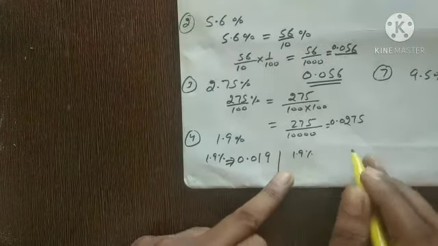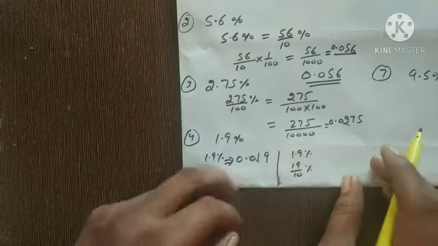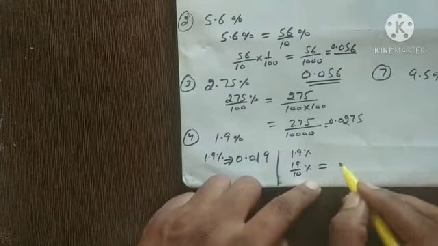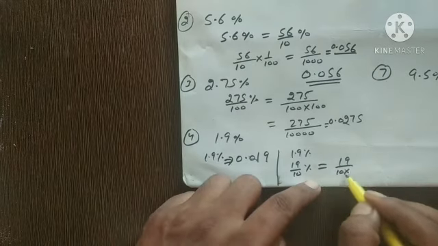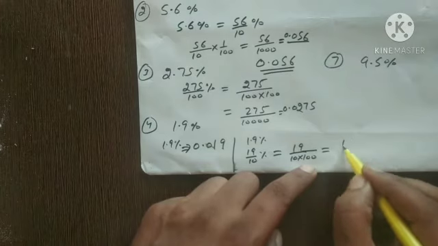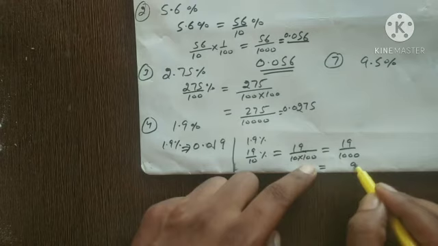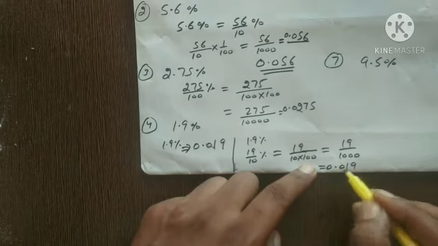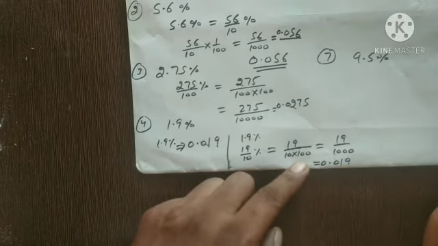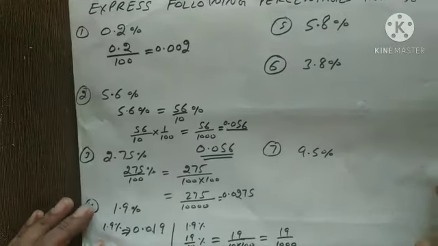1.9% means 19 over 10%, and it means 19 over 10 multiply 100. So it is 19 by 1000. Now it is 0.019. So you can see how I solve these questions.